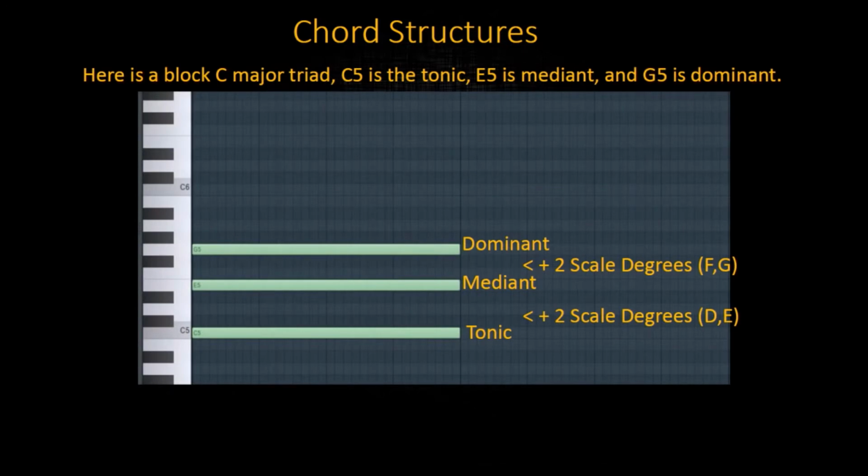Now, here we go with a block chord structure. It's a C major triad. C5 is the tonic, E5 is the median, and G5 is the dominant. So we can look here. The tonic is taking the 1 or root position. The median is the 3 position, and the 5 is the dominant top position. Very important.